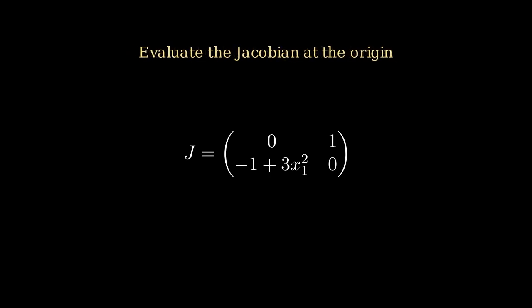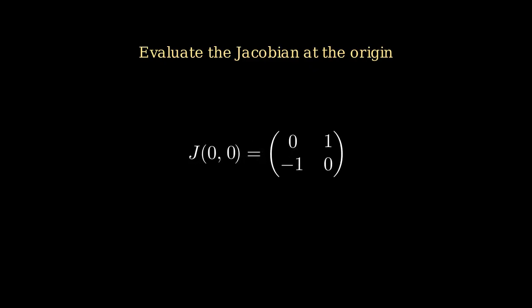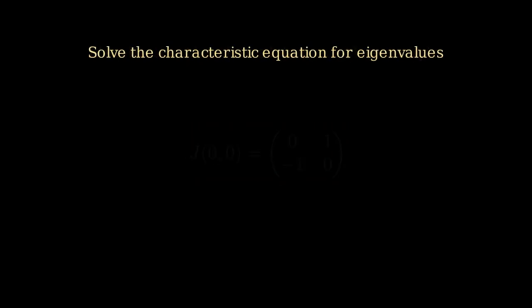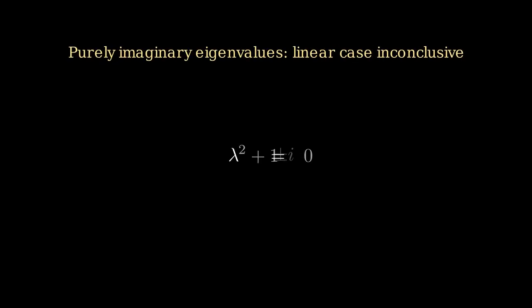We evaluate this Jacobian at the origin, where x1 equals 0. This simplifies the bottom left entry to negative 1. So the Jacobian at the origin is the matrix with rows 0, 1, and negative 1, 0. To find the eigenvalues, we solve the characteristic equation lambda squared plus 1 equals 0. This gives eigenvalues of plus i and minus i.